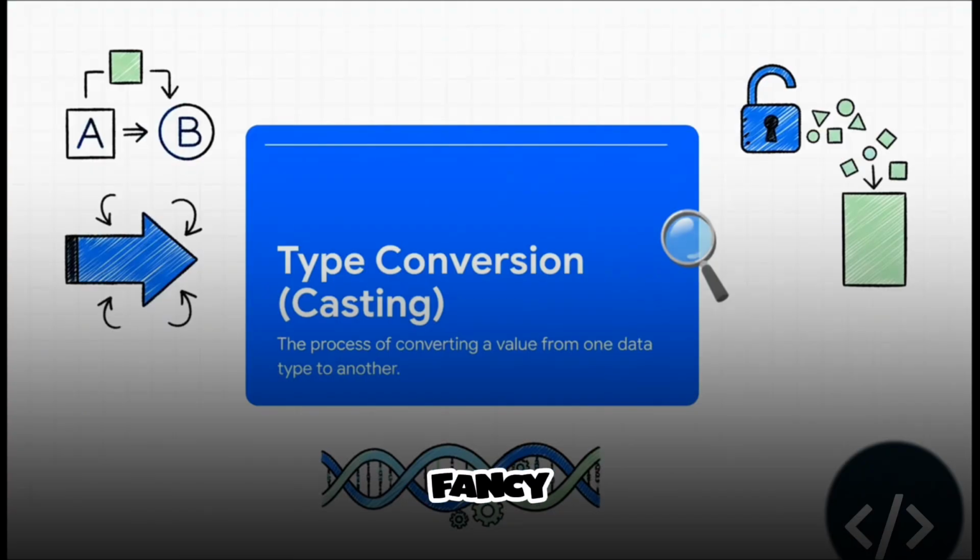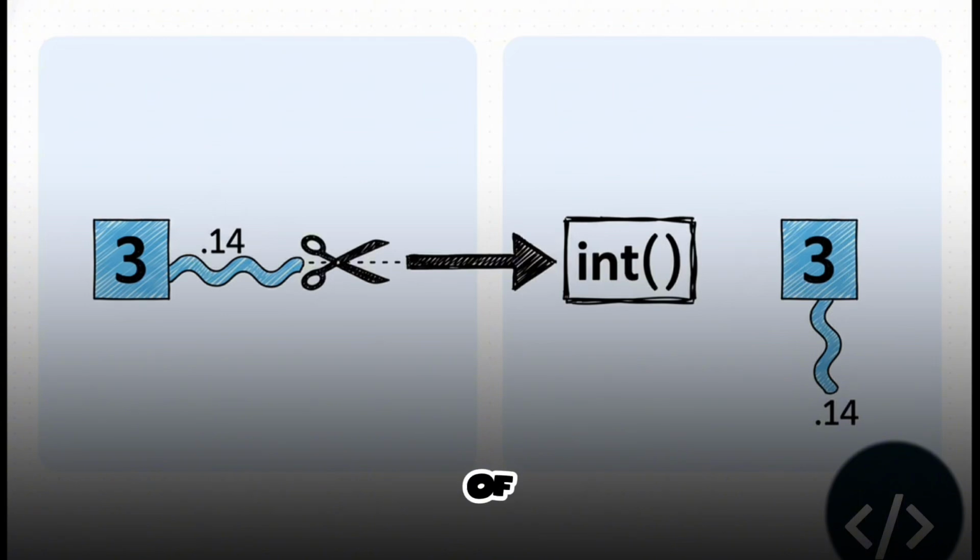This idea has a fancy name, type conversion, or sometimes you'll hear it called casting. But really, all it means is changing a value from one data type into another. It's an incredibly useful trick that lets us make different kinds of data work together. And this is a perfect example of how it works.